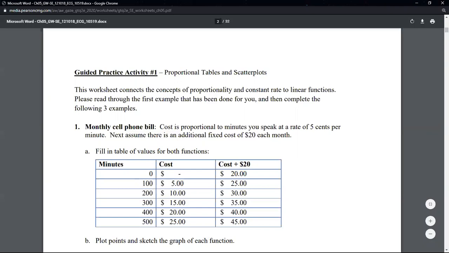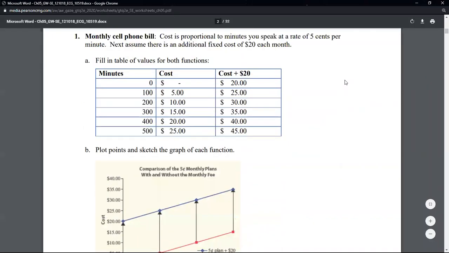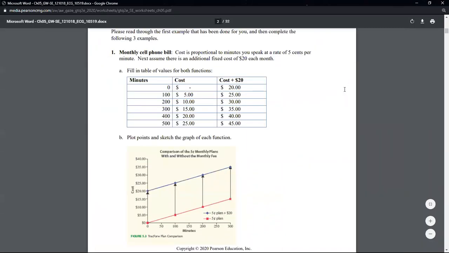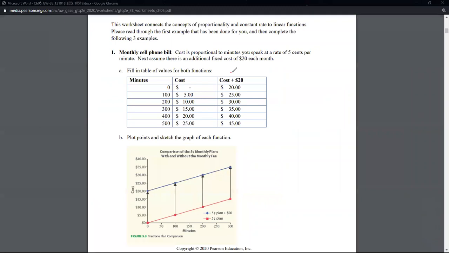So what we have here is, I'm going to go ahead and get the graph up here. If you ignore this, that's what we were just doing before, but now in hundreds of minutes. So our cost is now in dollars. So 100 minutes would be 500 cents, which is $5. 200 minutes, $10. 300 minutes, $15. 400 minutes, $20. We're only talking about the 5-cent plan, not the 7-cent plan.